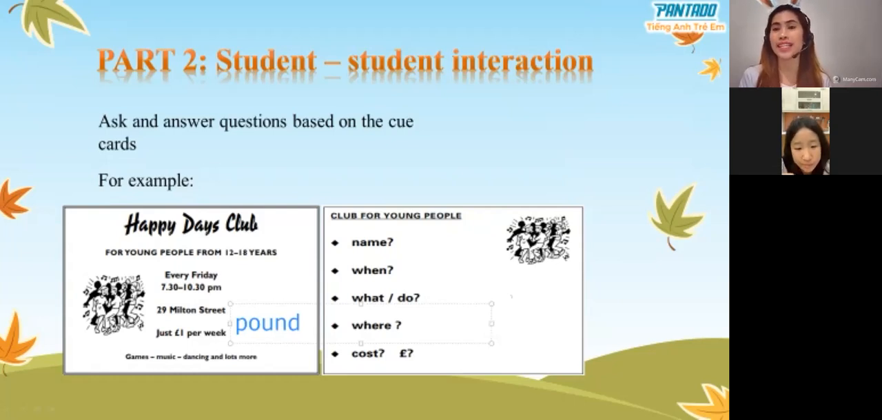One pound. This is the currency in Europe. I think it's in... Oh, I forgot. Yes, I think in Europe. How about in Vietnam? What's your currency? Dollars? Yuan? What is the currency of your money in Vietnam? Thousand.